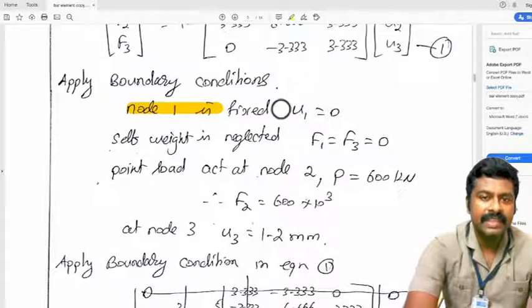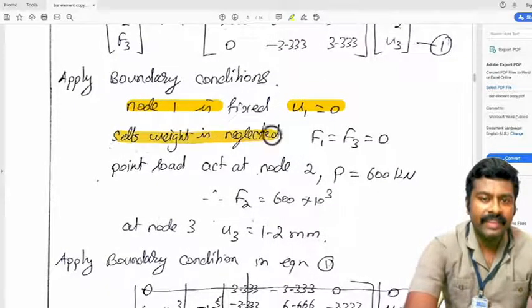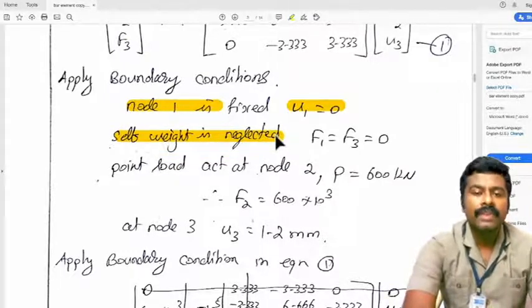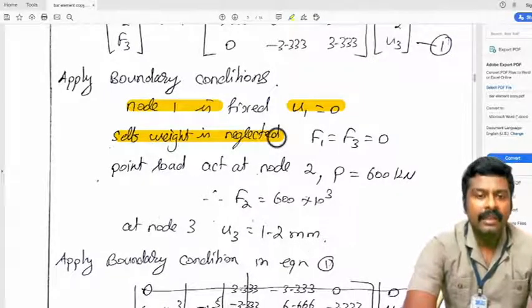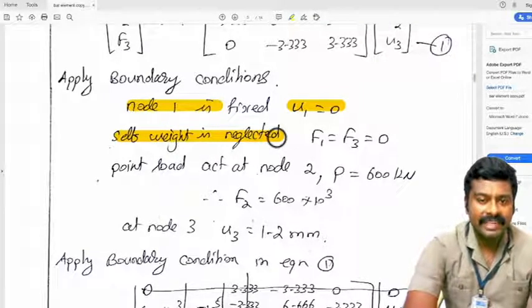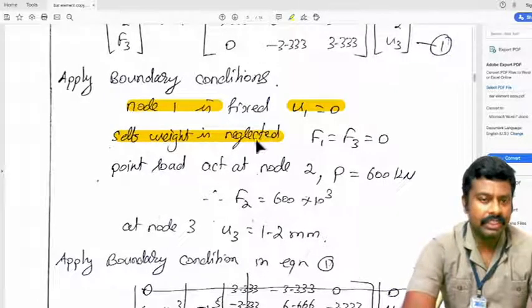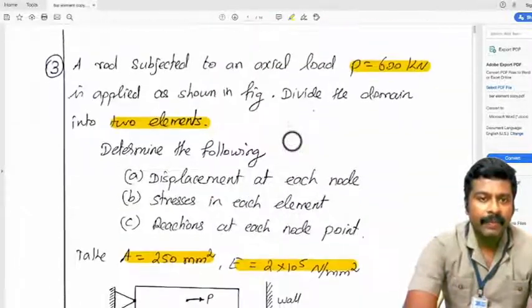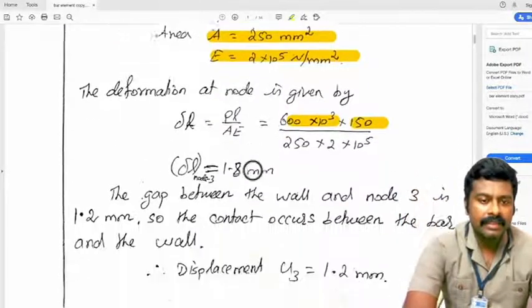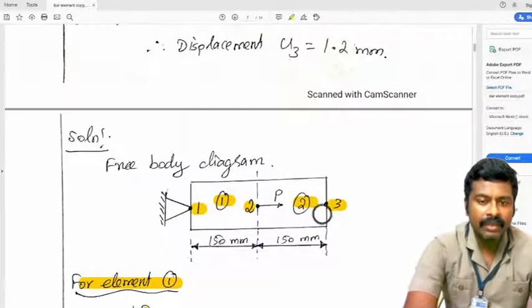Node 1 is fixed, therefore u1 equal to 0. Self weight is neglected. I already told you, for horizontal bar element there is no self weight. Only the vertical element have self weight. It is considered or not considered, that depends on the question. So self weight is neglected for horizontal element. Therefore F1 equal to F3 equal to 0, because there is no force acting at node 1 and node 3, and self weight is neglected.